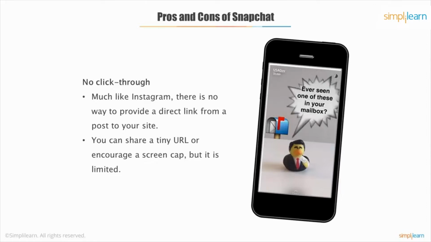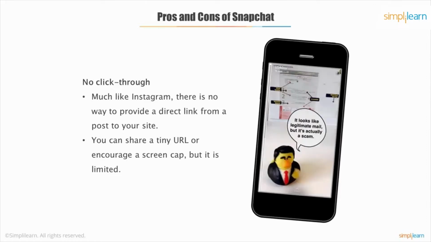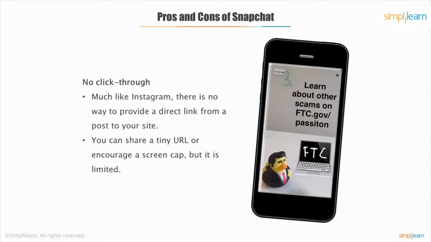You can't get a direct link from a post to your site. So that leaves you a couple of options. The primary one is communicating to people, giving them some information, and then making use of something like a tiny URL, or encouraging people to take a screen cap as the image passes by, using the tools on their phone so that they can go back and look at it and end up typing it into their computer or their mobile device.